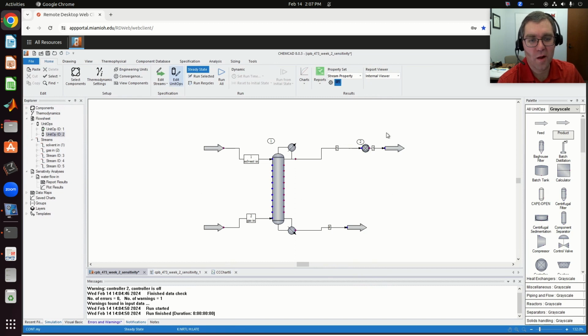So now I'm going to run all. I've got my two unit ops, and I could highlight both of them and do a run selected. I'll just do a run all. Okay, converged. Great, no errors.